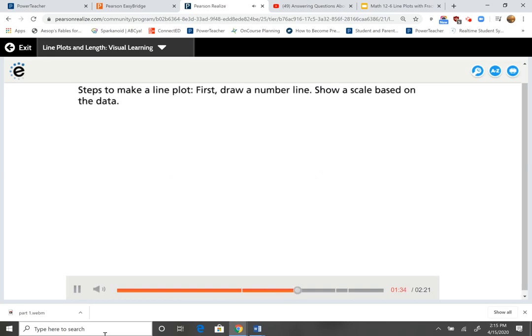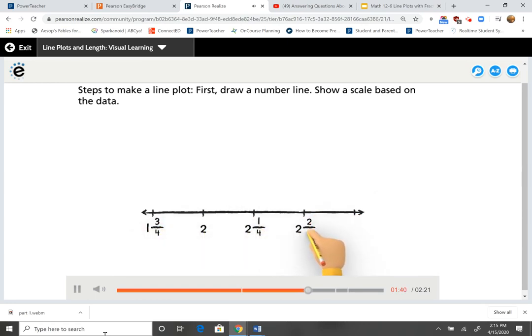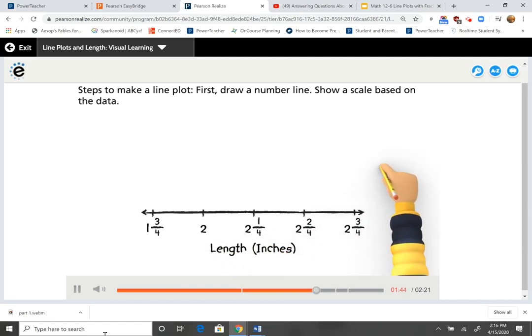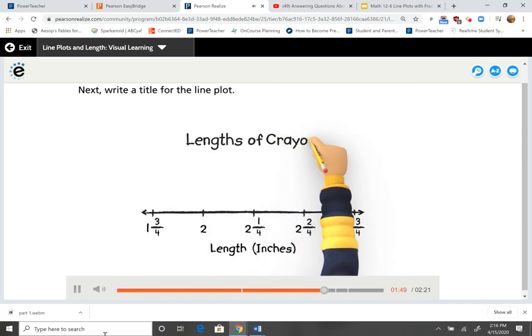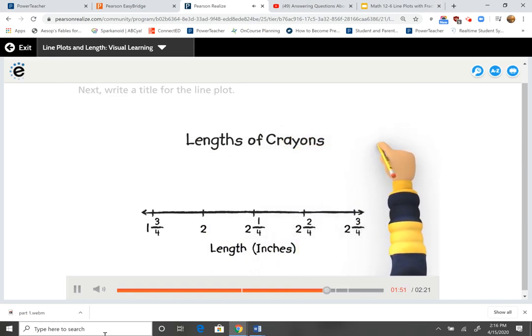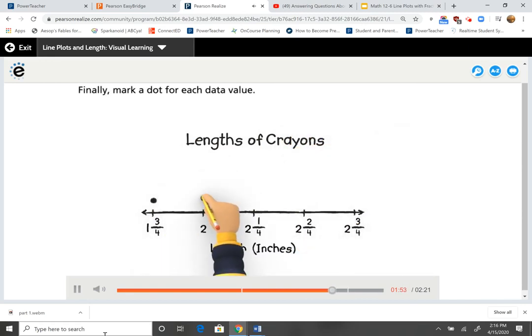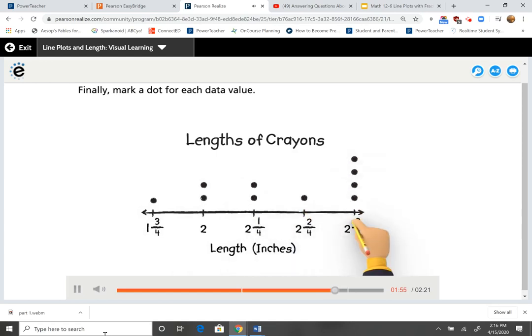Steps to make a line plot. First, draw a number line. Show a scale based on the data. So you can see she must have recorded the length of her crayons, and these are some of her results. Next, write a title for the line plot. Finally, mark a dot for each data value.